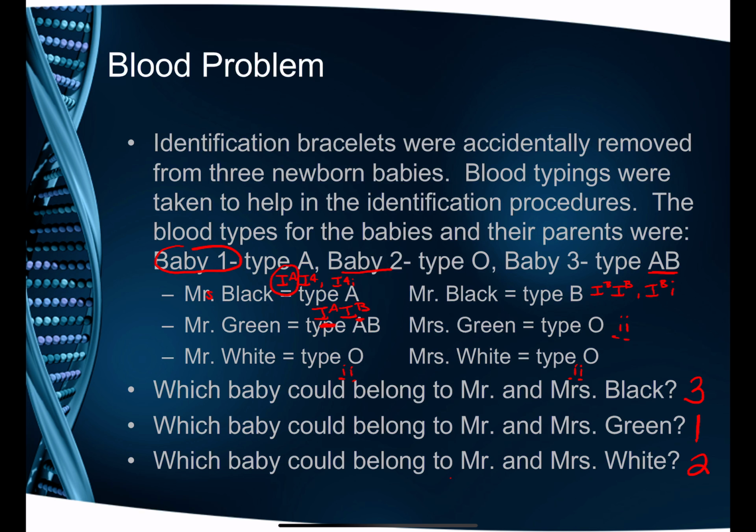Now, they could have also potentially had O blood type. They could have also potentially had B blood type, or actually, B blood type if they had gotten an I big B and a little i here. They could have had A blood type, or they could have had AB blood type. They could have really had any combination with those two parents, okay? Because we don't know their specific genotypes. But that's a sample blood problem that you might have to solve something similar, okay?